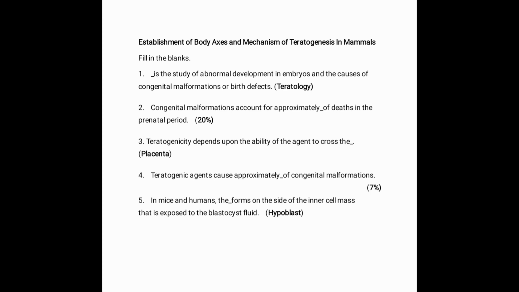Second, congenital malformation accounts for approximately 20% of the deaths in the perinatal period. Third, teratogenicity depends upon the ability of the agent to cross the placenta. The answer is placenta. Fourth, teratogenic agents cause approximately dash of the congenital malformations. How much? 7%.